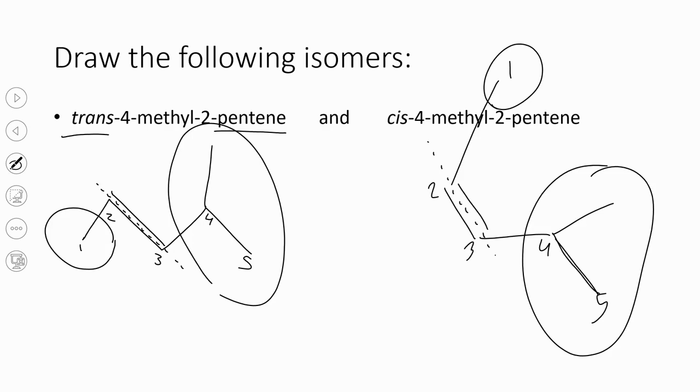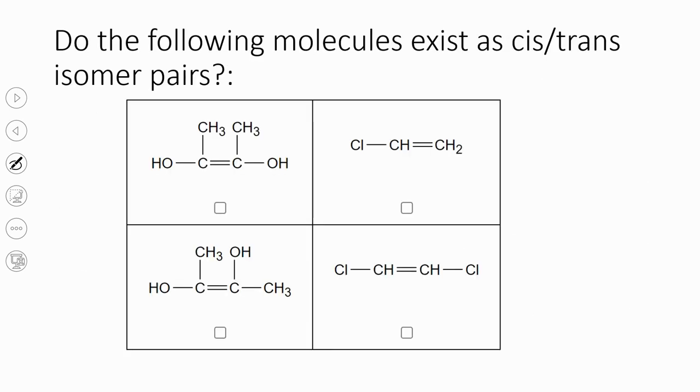Okay, great. Questions on that? You see that? Okay, I think this is something the more you practice it, the more you'll see it. So, the next question that Alex will ask you is, can this exist as a cis-trans isomer pair? So what I like to do is just draw it out, and then I know.